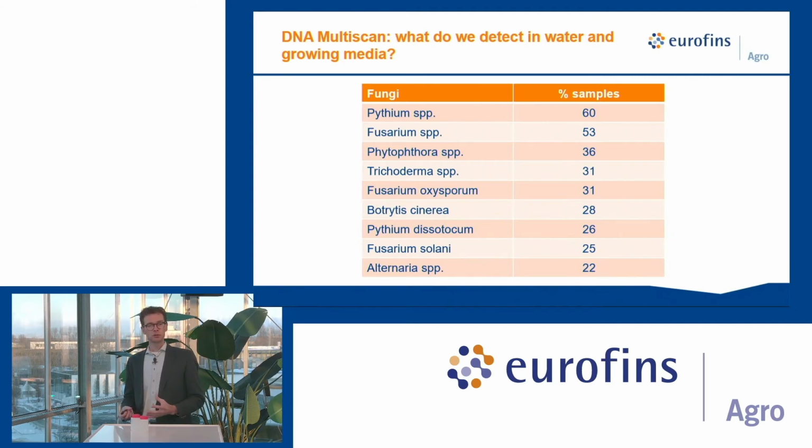So what do we detect in water and growing media in hundreds of different samples? Then you see often Pythium is present. Also Fusarium and Phytophthora, very important primary pathogen which can cause a lot of damage in the crop. You see in 1/3 of the samples we will find it. But also the good organism Trichoderma is used a lot in greenhouses. You see it with the DNA test.